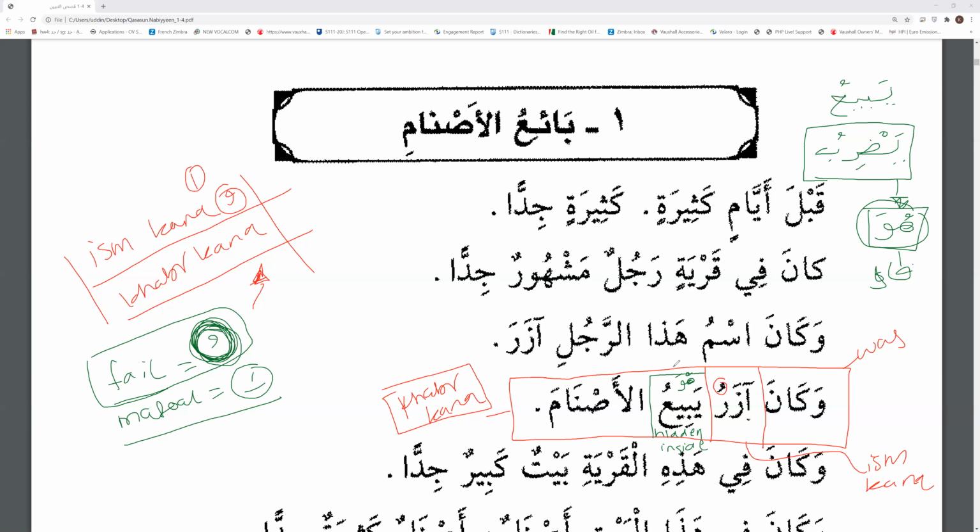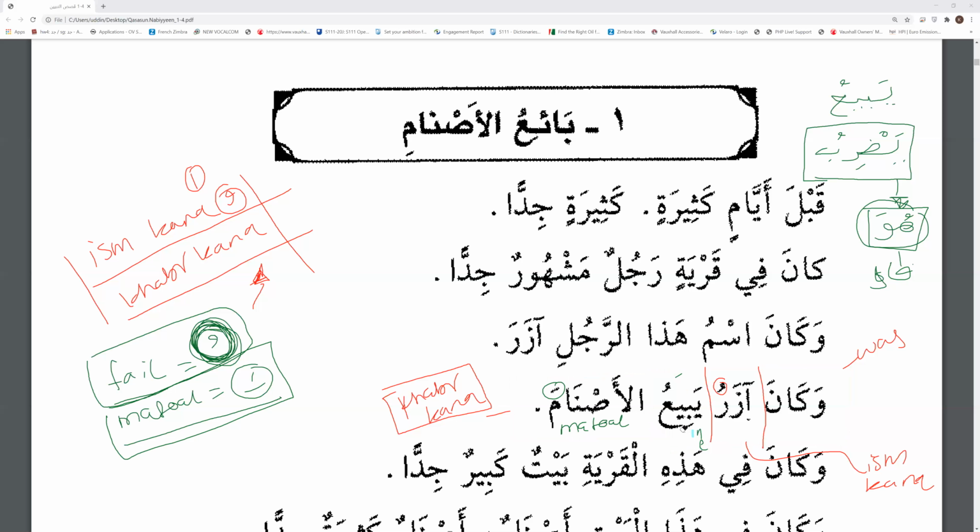So now that you've got your fi'il, you've got your fa'il, what's the last thing left that you're looking for? مفعول. The maf'ul. Can you guys see a maf'ul here anyway? Yes, this is the maf'ul, because it's reflected with a nasab.